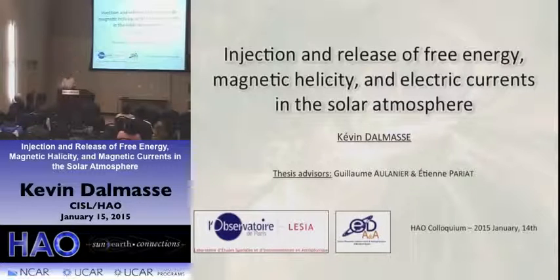In the next 50 minutes or so, I will give you an overview of what I've been working on during the last 3 years when I was a PhD student at Paris Observatory. This work is about better understanding and constraining the conditions which are required for solar activity. For that purpose, I will focus on 3 important quantities for solar activity: free energy, magnetic helicity, and electric currents.